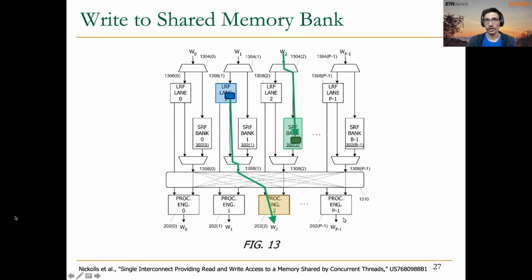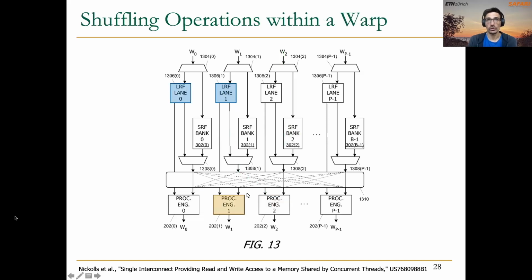So by using a very similar interconnect, it would be possible as well to perform shuffle operations within a warp. As I said, this is not something that is explained in this patent. We are only using this figure of the patent to give more or less an idea or a guess of how the shuffle operations are executed within a warp on the hardware.